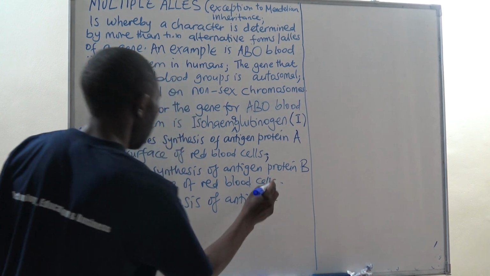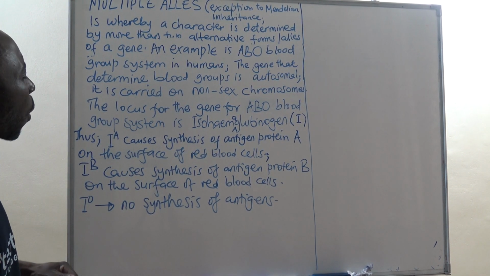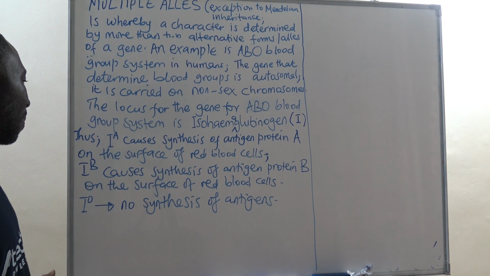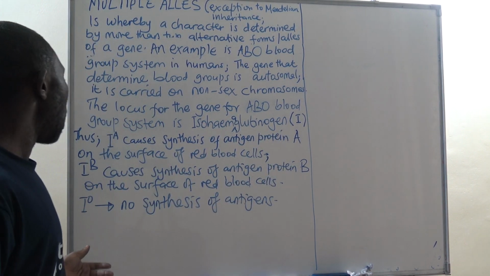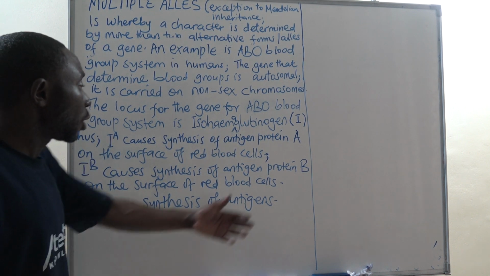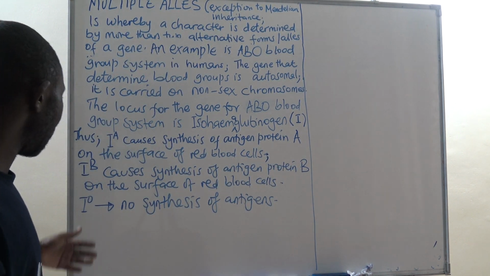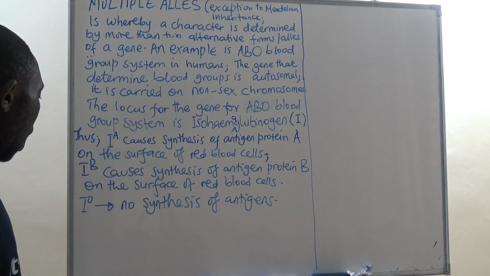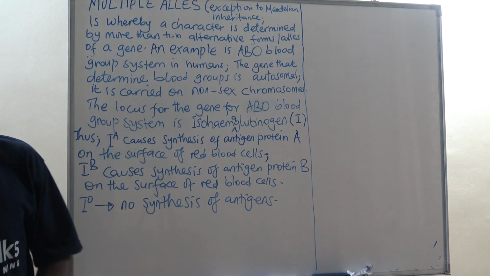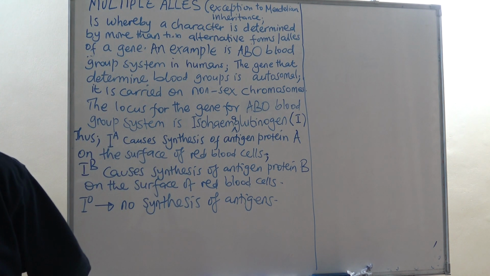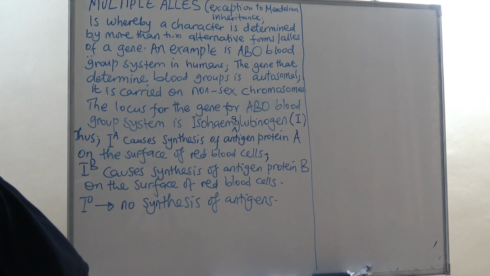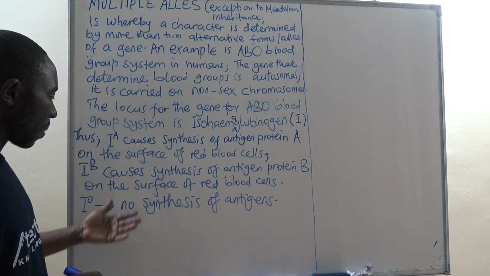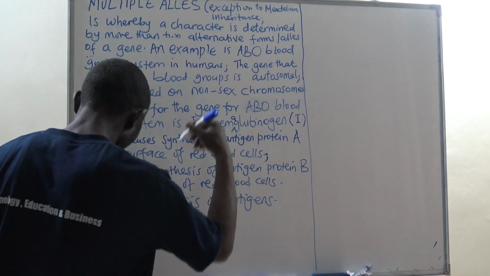Blood groups are determined according to what we call blood factors or antigens within blood. Antigen A determines blood group A. Antigen B, which is a protein, determines blood group B. And for O, we shall have no antigens. IB gives antigen B proteins, and if it is IO, no synthesis of antigens.